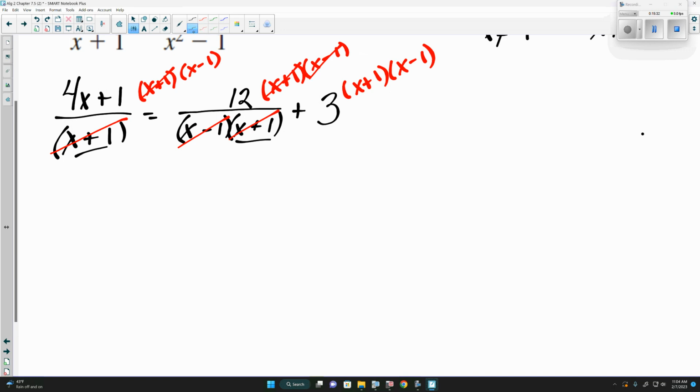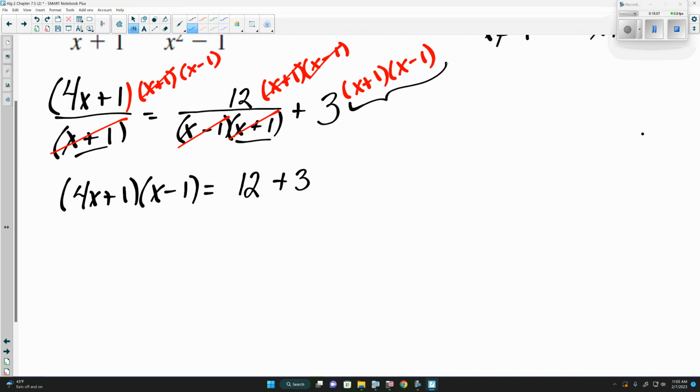Now what that'll leave us with is, in the first one, we have our 4x plus 1, and it's going to be multiplied by our x minus 1. The middle one, our 12, which is going to be 12, because the x plus 1 and x minus 1 that we multiplied it with simplified out with its denominator. Plus 3 times, wait a minute, we're multiplying it by x plus 1 and x minus 1, yes? Where did we get both of those from? They're the factors of what? Factors of x squared minus 1, yes? So what should these multiply back to be?